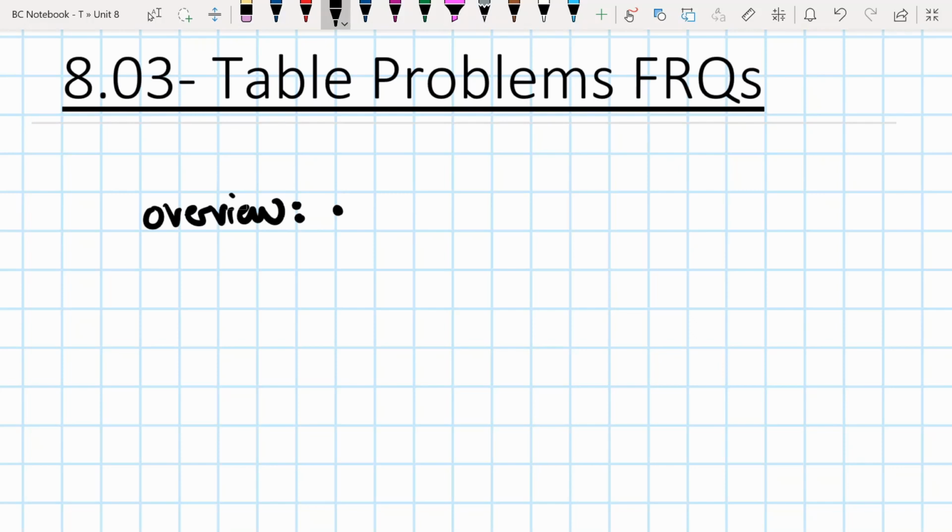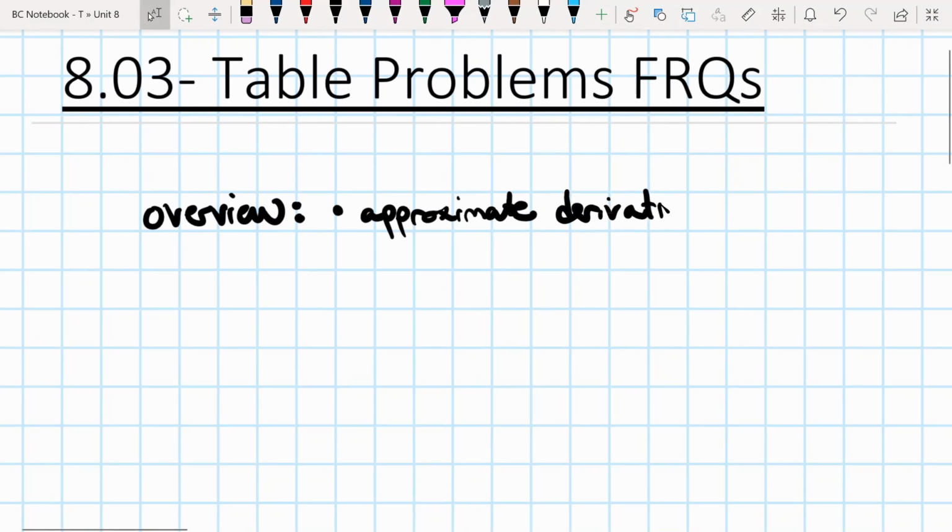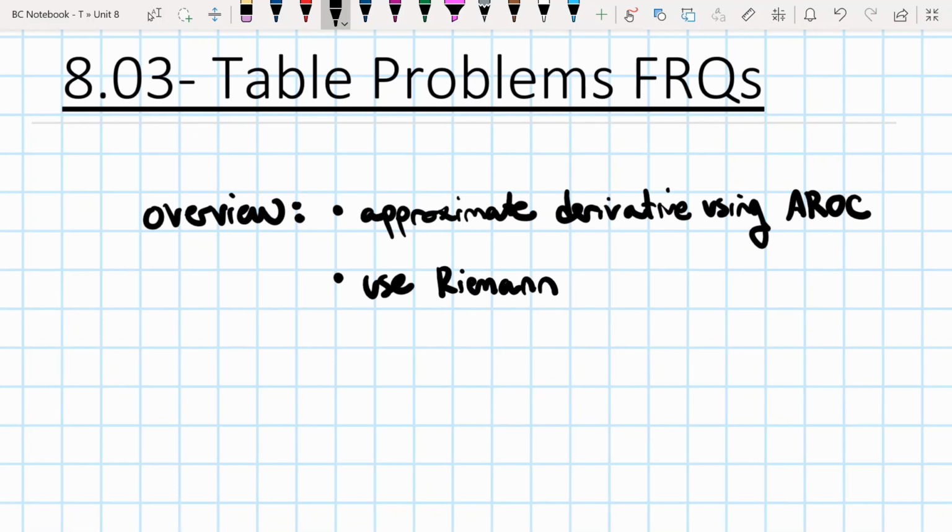So the first thing we want to know is how to approximate a derivative. Pretty common question that is asked in table problems is to approximate the derivative using the average rate of change, or the slope. That's typically one of the first questions you're going to see, and I'm going to go through two examples that show that.